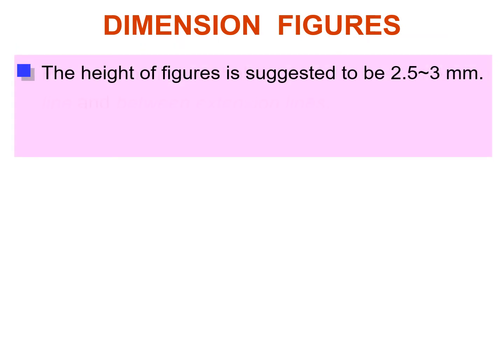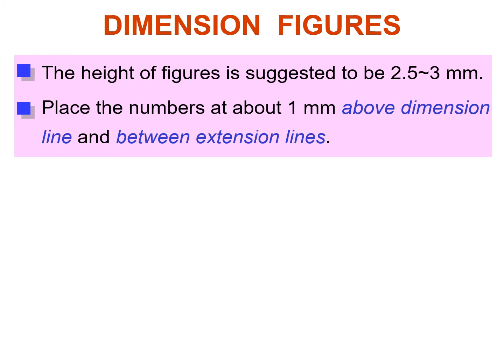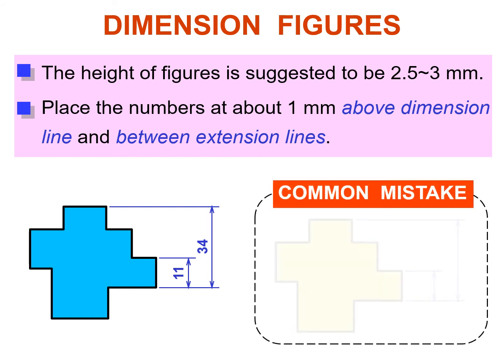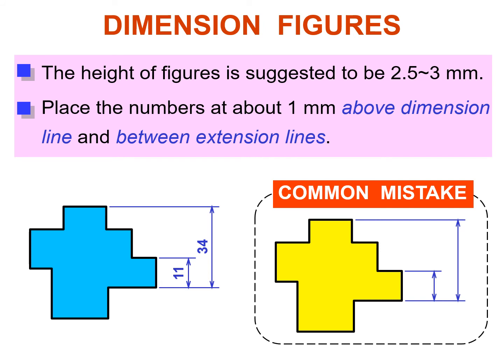Then again, the height of the figure is suggested at 2.5 to 3 mm. We have already discussed that, and place the number about 1 mm above the dimension line, in between the extension lines. What is meant by that? You can see that by mistake they will place the dimensions right below this dimension. So this is not recommended. You should actually place this dimension right over here, as you can see, so that it is not confused with any other dimension, but is clear.